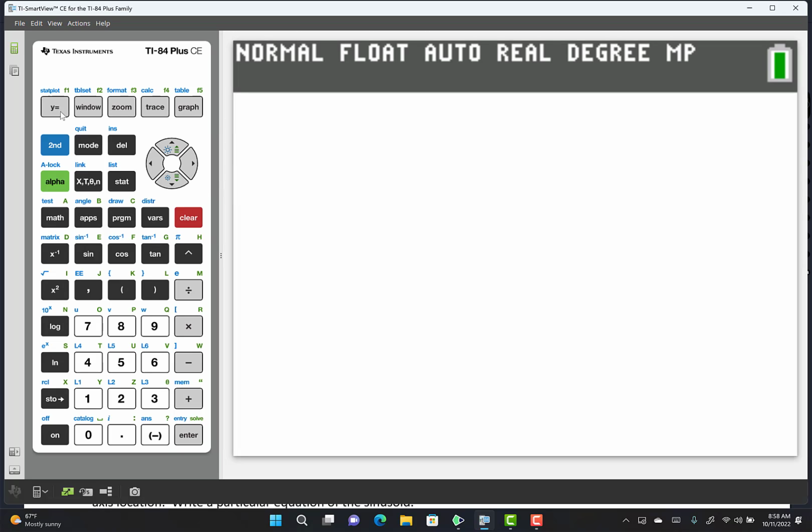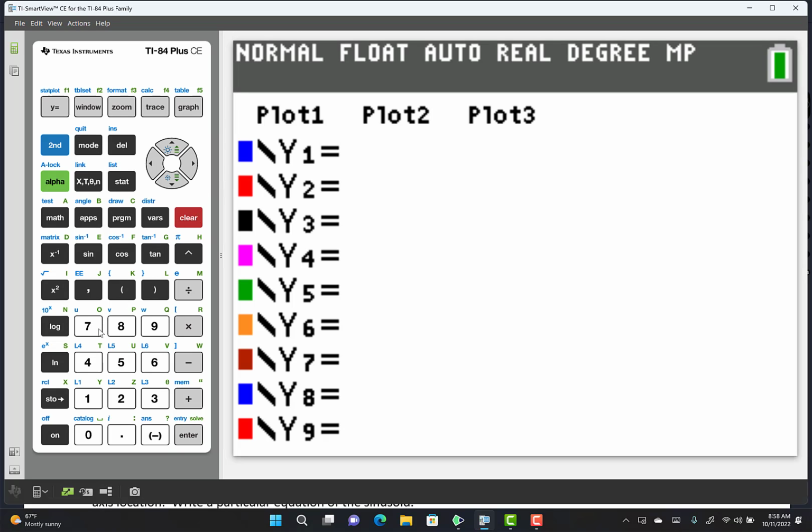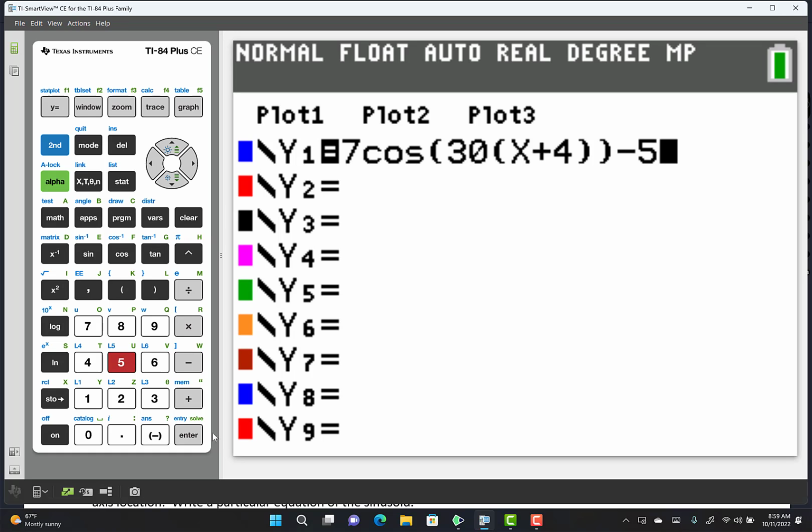So y equals, what was the equation again? 7 cosine 30, and then open another parenthesis, x plus 4. Close it twice. 1, 2. That's the number one mistake that we make. Minus 5, right? Okay, don't push graph yet. We got to fix our window. This is how the graph is looking.